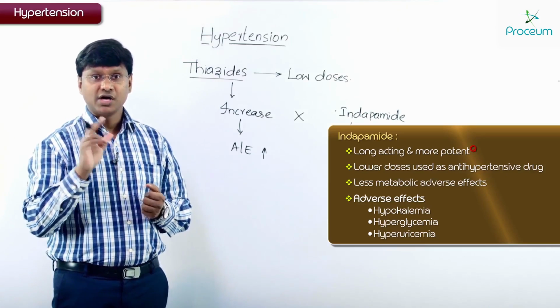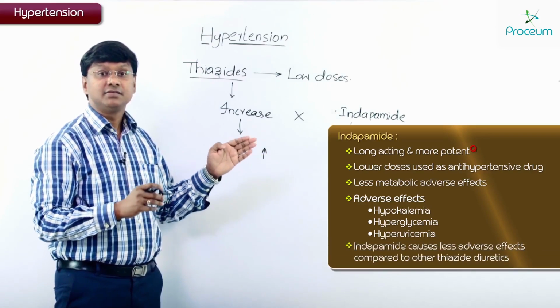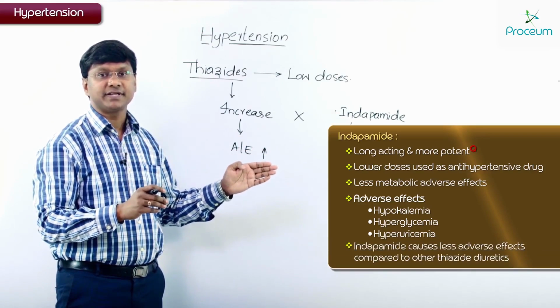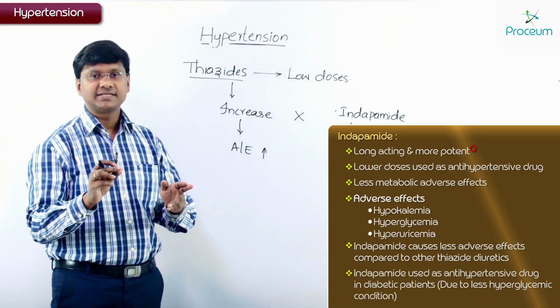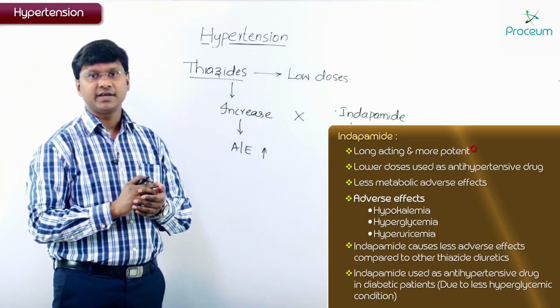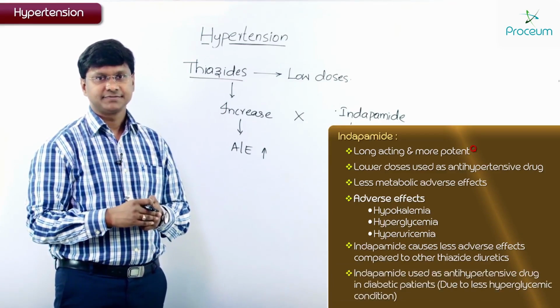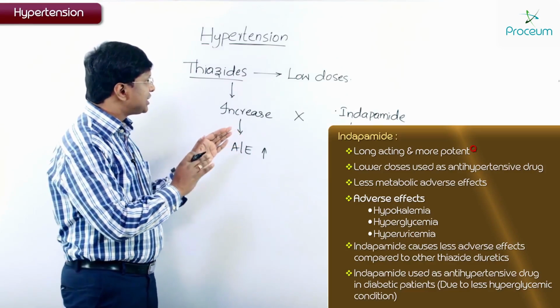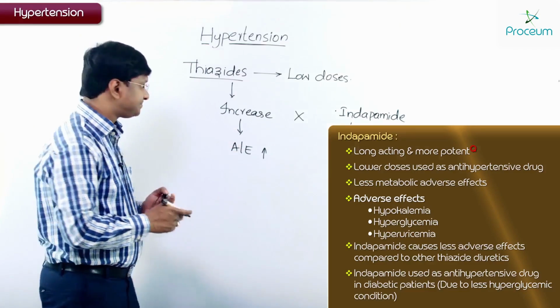Now, because it causes a smaller amount of hyperglycemia, it can be used as an antihypertensive in diabetic patients, whereas other thiazide diuretics are contraindicated in diabetic patients because they will cause hyperglycemia. So that is about the usage of thiazide diuretics in the treatment of hypertension.